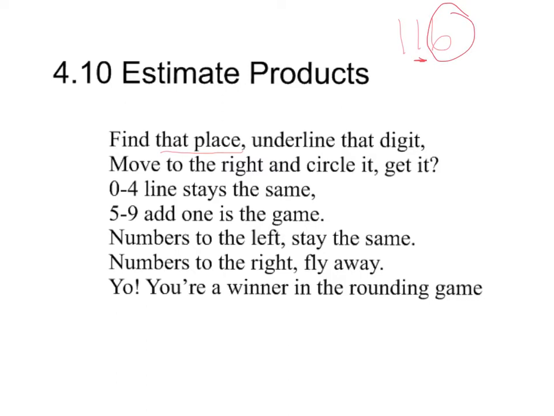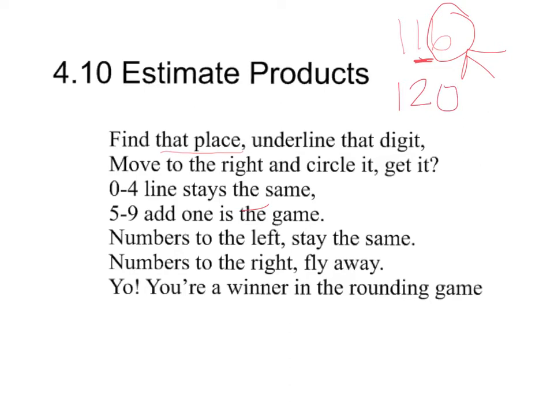Get it? 0 to 4 in this circle, the line is going to stay the same. The line that they're referring to is this one. 5 to 9, add 1 is the game. So if it's 5 to 9 in this circle, I'm going to add one more number to the underlined number. So in this case, it is 5 to 9, so I'm going to add 1 to the 1 in the tens place to make it 120, because that's a 10 and that's the closest 10.